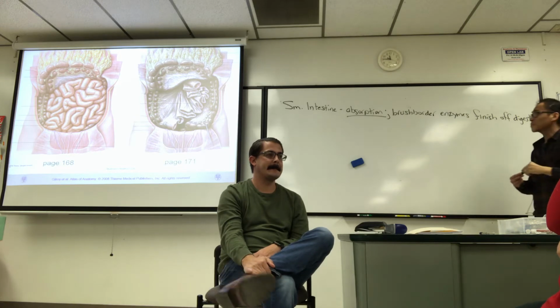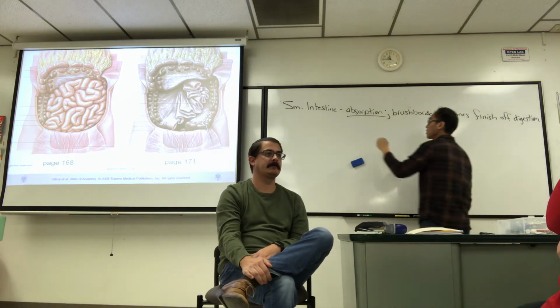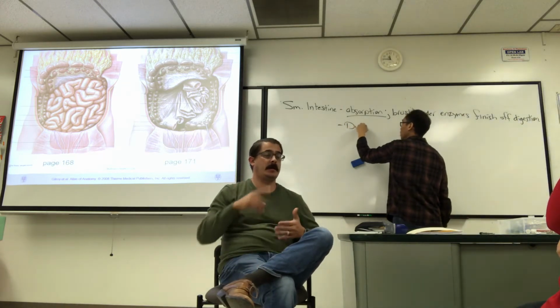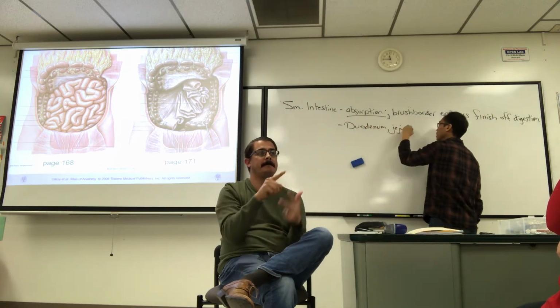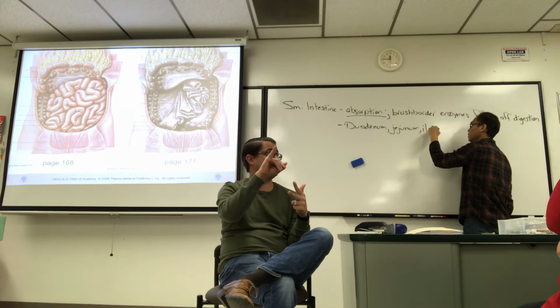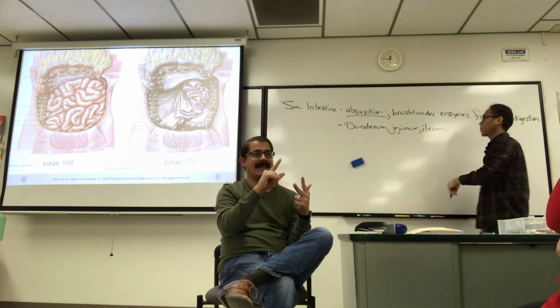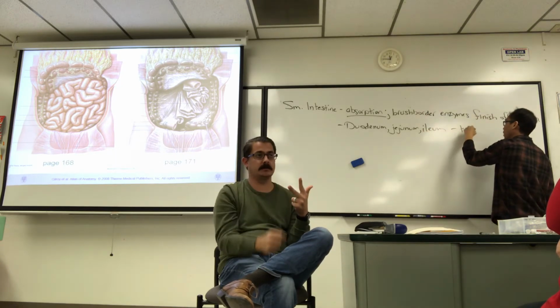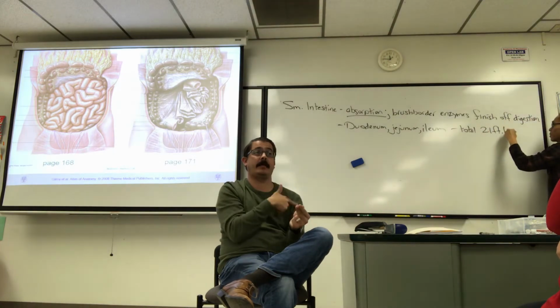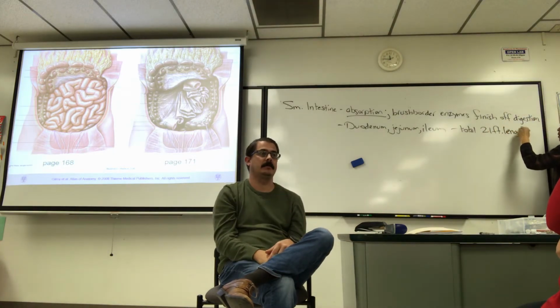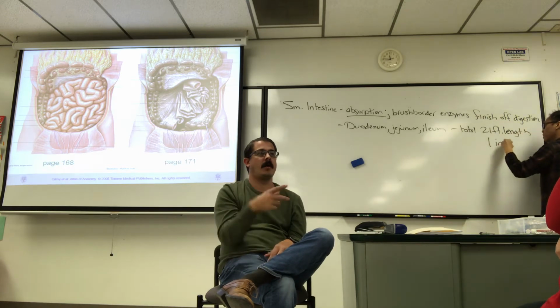So the anatomy is, recognize duodenum, jejunum, ileum, just to write them out, just those three. All total, 21 feet, that's length. About 1 inch diameter.